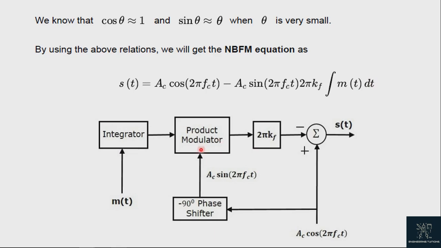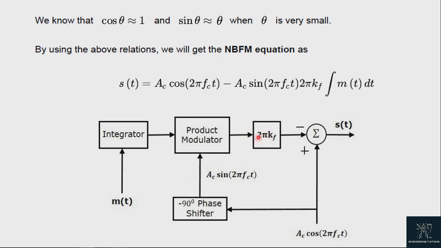The block diagram of the narrowband FM modulator is shown in the following figure. Here the integrator is used to generate the integral of the message signal m(t). The carrier signal Ac cos 2 pi fc t is phase shifted by minus 90 degrees to get Ac sin 2 pi fc t with the help of the minus 90 degree phase shifter. The product modulator has two inputs: the integration of the message signal with respect to time and Ac sin 2 pi fc t. It produces an output which is the product of these two inputs.